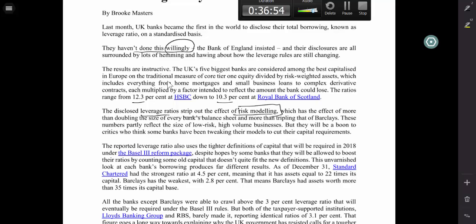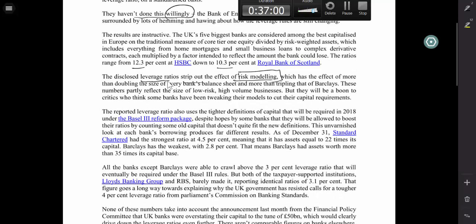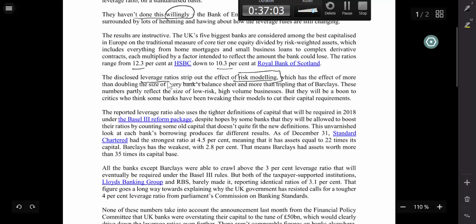Okay, so when you don't do that, you just take the raw dollar amounts of the assets, you get quite a different picture. So here, as of December 31st, this was a few years ago, Standard Chartered had the strongest ratio. So please remember this, in this context, having a high number is good, okay? So you want to have a really high leverage ratio if you want to tell people you are a very safe bank. So that means it has assets 22 times its capital. That's it, okay? It doesn't say what assets are in there, just assets.